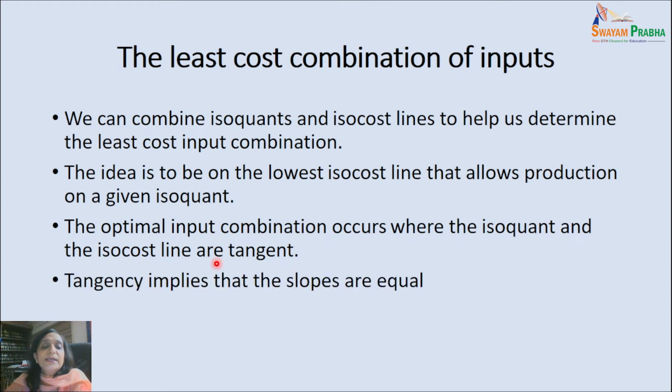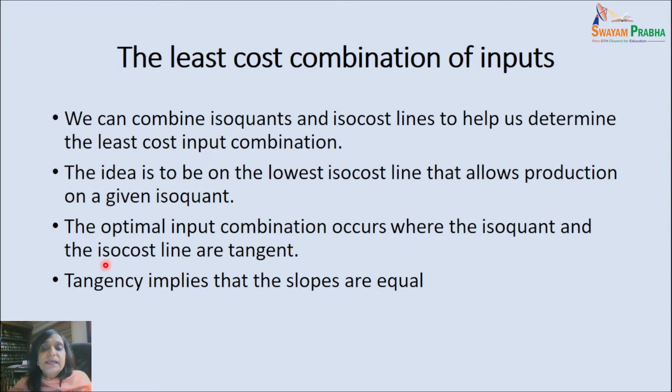So when we say that the isoquant and isocost line should become tangent, what does tangency imply? We've already discussed this tangency when we did consumer behavior. Tangency implies that the slope of both the curves become equal. What two things are we trying to equate? We are trying to see the point of tangency between the isoquants and the isocost.